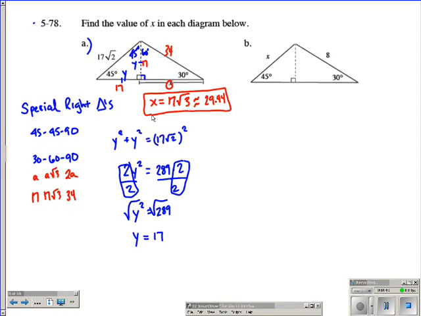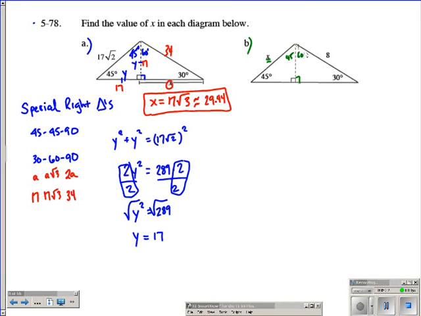Congratulations. You're moving on to letter B. Here we go. Letter B. We've got 2 more triangles. Another 45, 45, 90 right triangle, and another 30, 60, 90 right triangle. Now, we don't know this side here. We're trying to figure out what the hypotenuse of the right triangle with the 45-degree angles is.